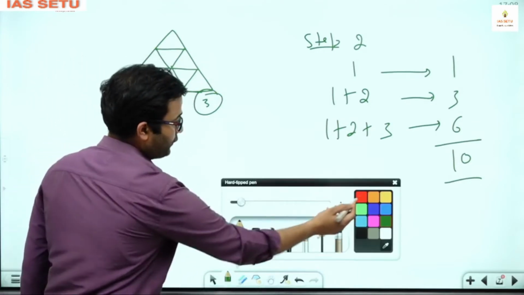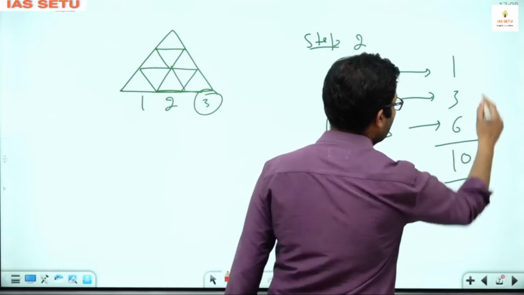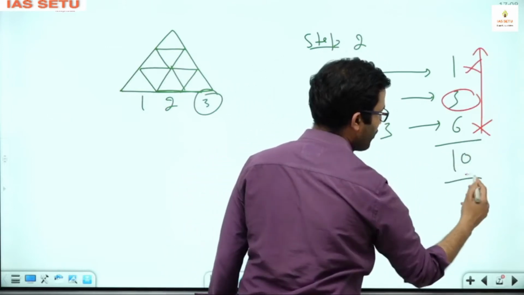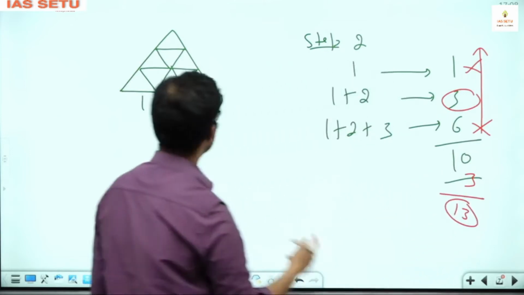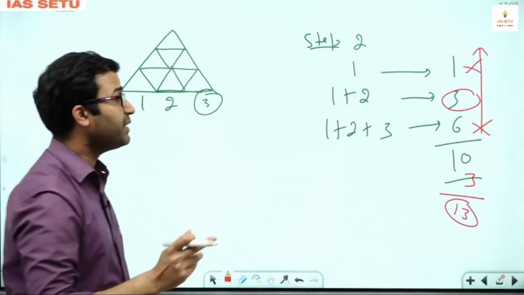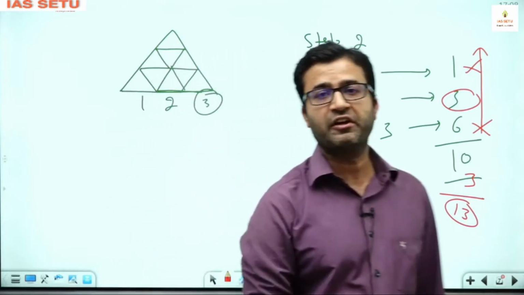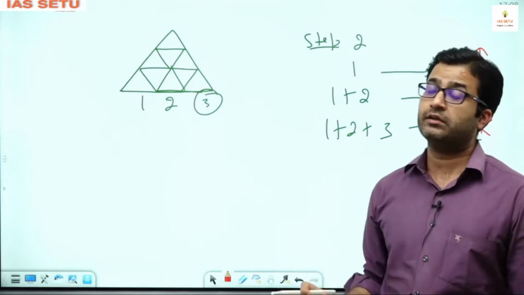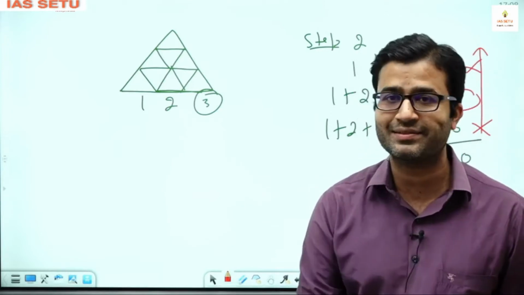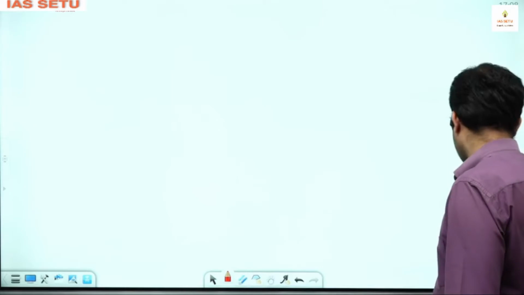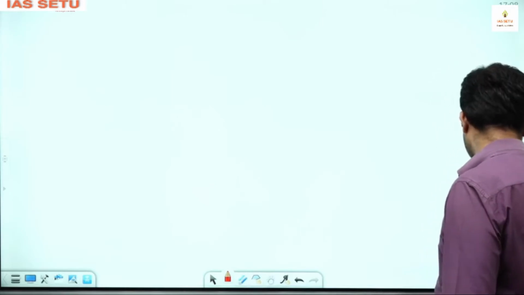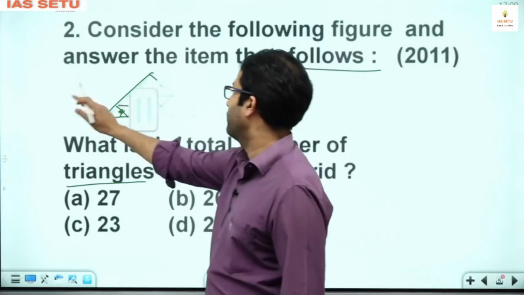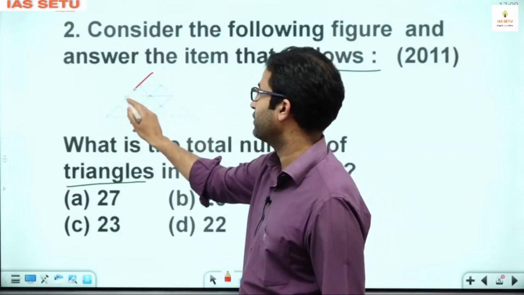Step number 2. Now we go reverse. Leave first, add second, leave third. So you add 3. So it is 13. So we have 13 triangle here. But provided that it is the complete figure, we can apply the shortcut. But in UPSC, they have not given the complete figure. Our examiner is smarter than us. So here, what our examiner has done actually, our examiner has given you a figure where it is not a complete figure.